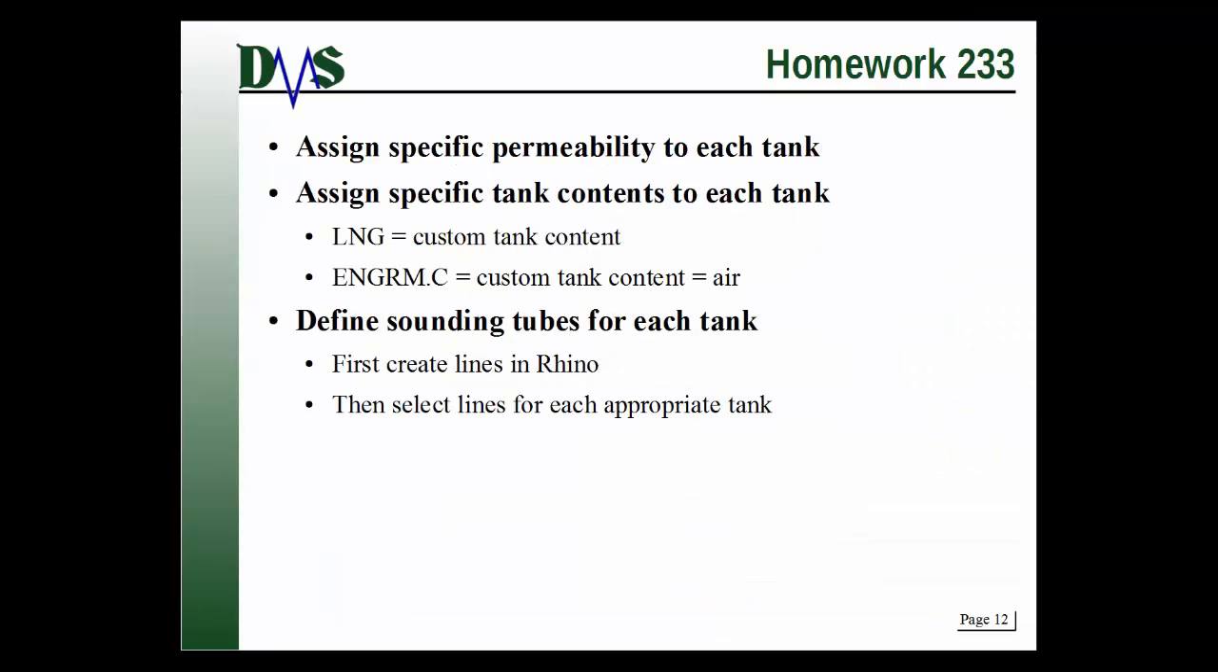And then finally, once you've gone through and assigned all of those tank permeabilities and tank contents, if you're still up for it, define sounding tubes for each tank. So again, the way you do that is first you create the lines in Rhino. They're just straight lines. Then you go back into your attach GHS command, and for each tank, you're going to press that set tube button. Set tube. And then that will allow you to select the line that you want. You just click on the line and it's now assigned as the sounding tube for that tank. And of course the solution is provided as well for homework 233.